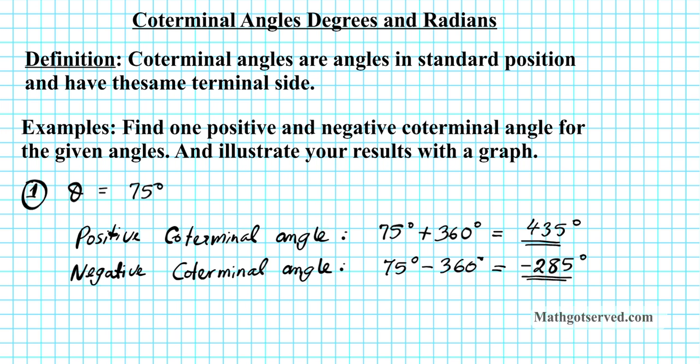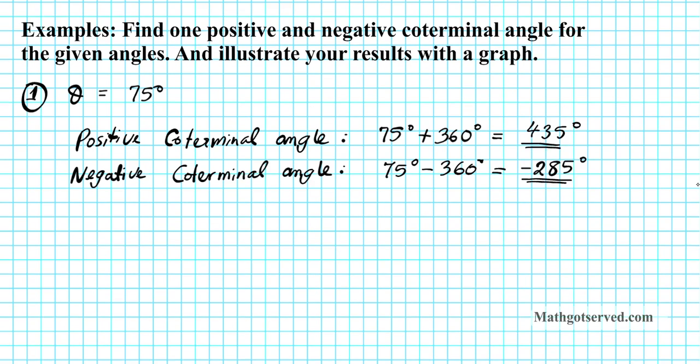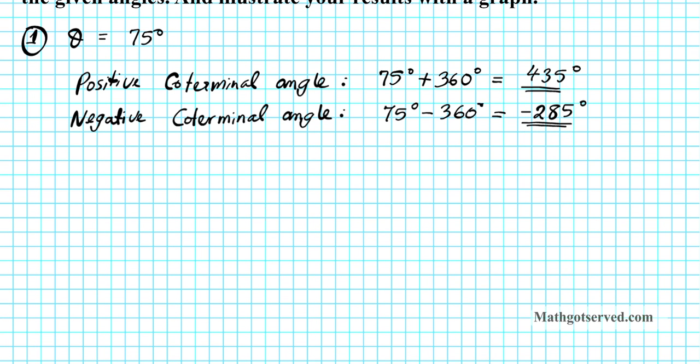Now let's take a look at the graphical representation of the results we just came up with. The first thing we're going to do is sketch the original angle theta. This is just a sketch, in standard position, so it's not perfect. Our initial angle theta is 75 degrees, which is located in the first quadrant, close to 90 degrees. So this is theta, which is 75 degrees.